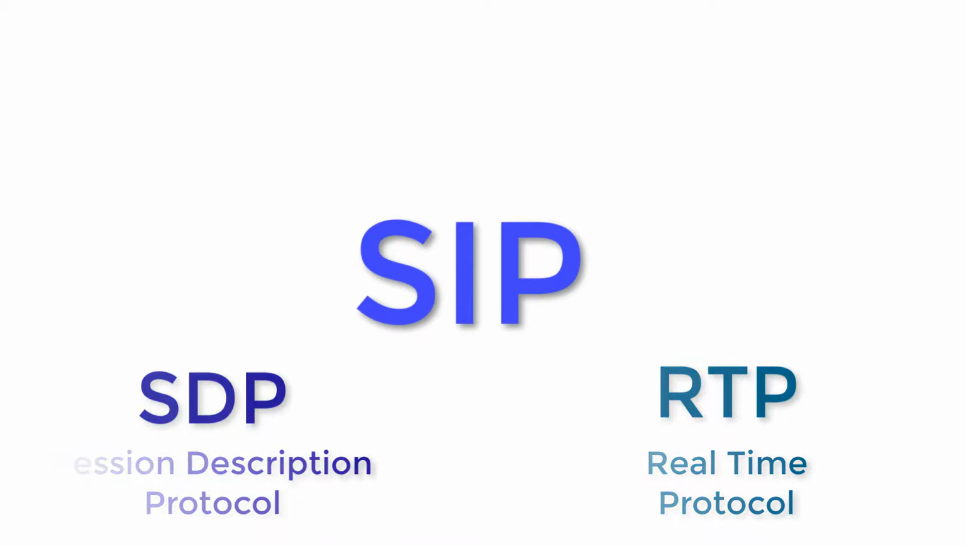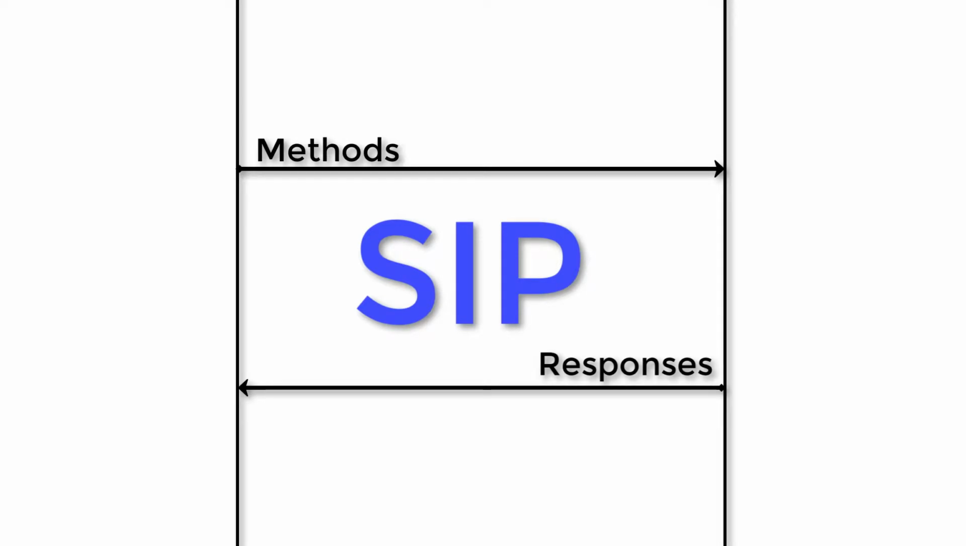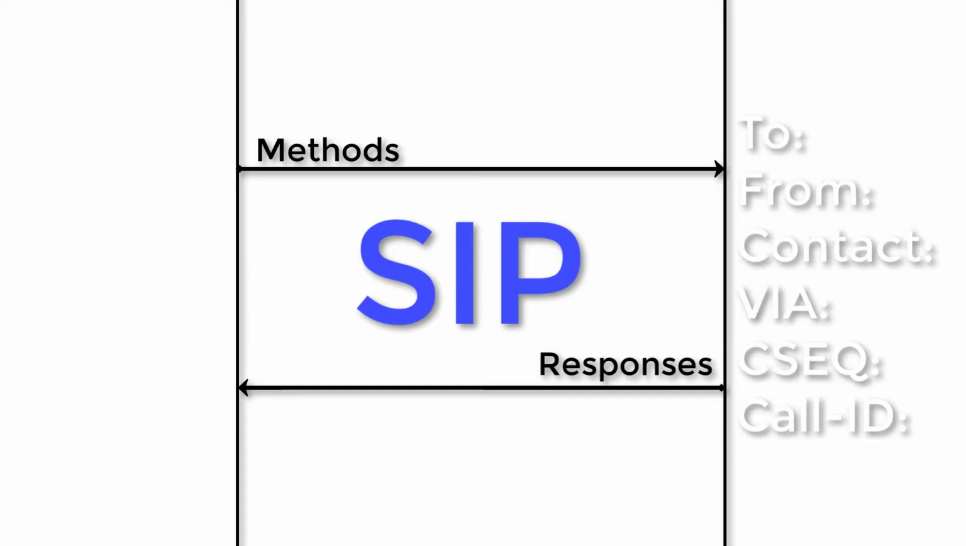SIP is used to carry the Session Description Protocol, SDP, which describes information about the audio being sent, typically as RTP, Real-Time Protocol. So let's get started by covering some of the common SIP methods, responses, and then we'll get into some of the basics of the SIP headers and go through what they mean.